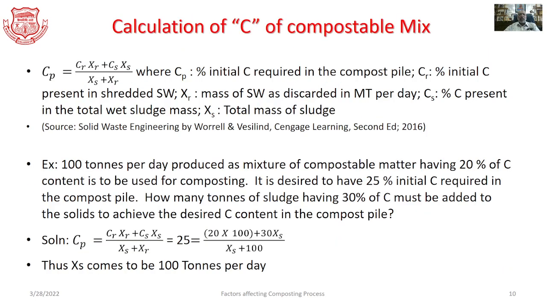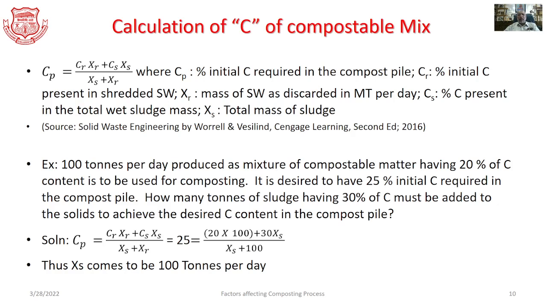We can compute the percentage of carbon by making use of this mass balance. Here, as you see, the Cp is the percentage initial requirement in the compost pile.